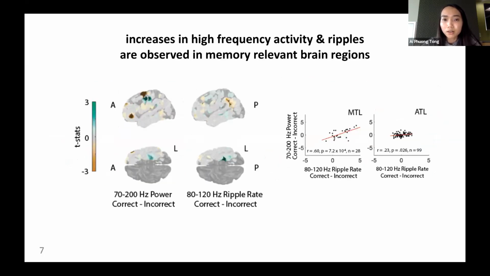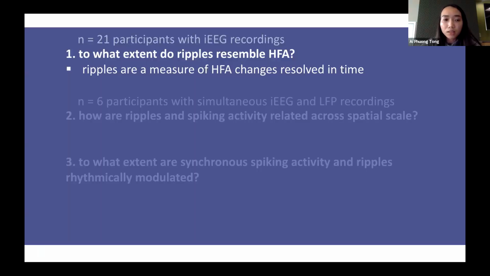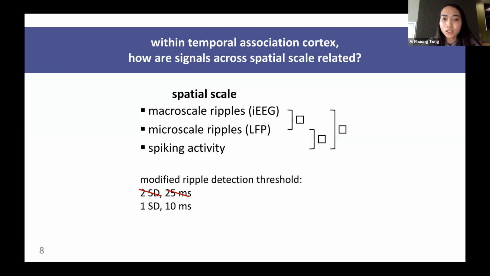Further, when we compare the change in high frequency activity and relate it to the change in ripple activity, we find that these measures are correlated in memory relevant brain regions, specifically in the medial temporal lobe and in the temporal association cortex, or the anterior temporal lobe. So these findings suggest that ripples are a measure of synchronous activity that's represented by high frequency activity changes resolved in time. And then next, we wanted to know within temporal association cortex, how are signals across spatial scale related?